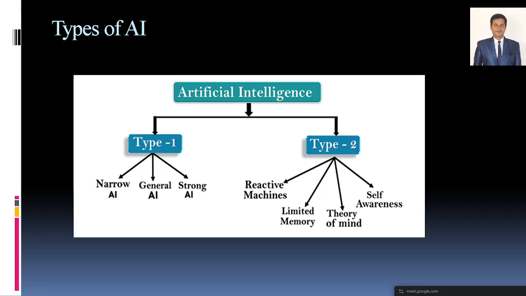When we talk about general AI, it will try to understand the actual data given by the users. If you provide any data, the general artificial intelligence will try to analyze your data and give the predictions, right?